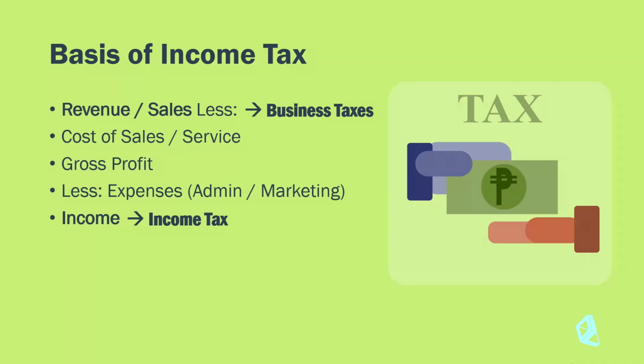This is different, and we talked about this earlier, that the basis of income taxation would be your net income or your profit. So that's a major difference, which we also emphasized in the previous videos, between business taxes and income taxes. So there is no double taxation, which is prohibited by the Constitution, because the bases are different.